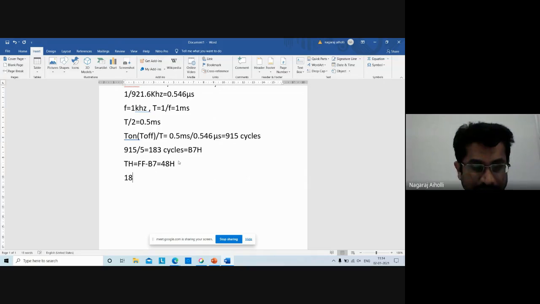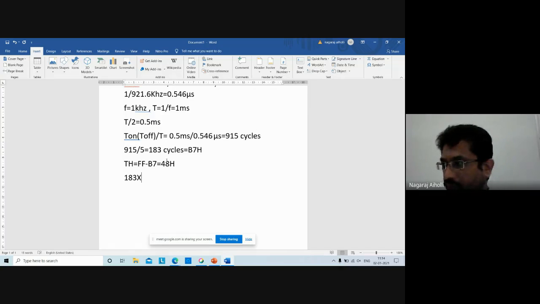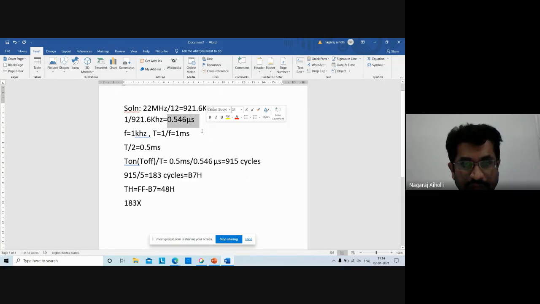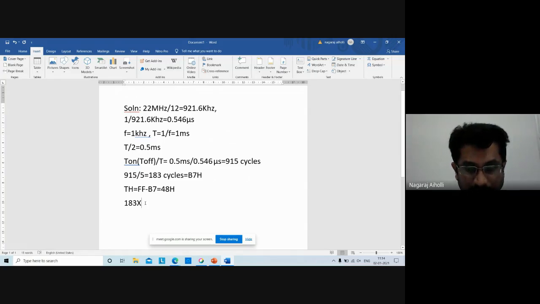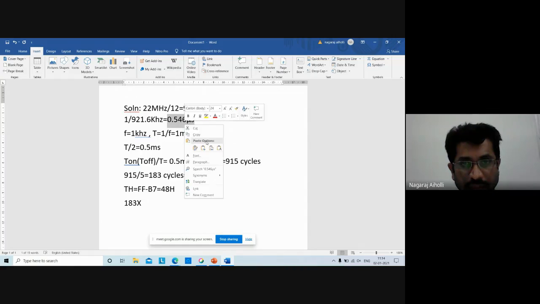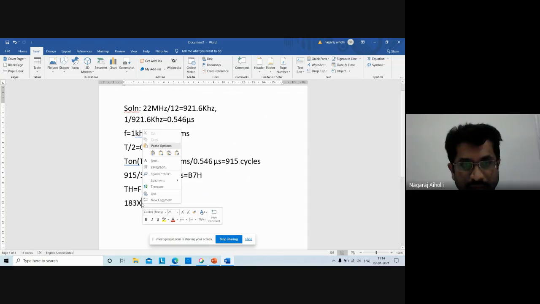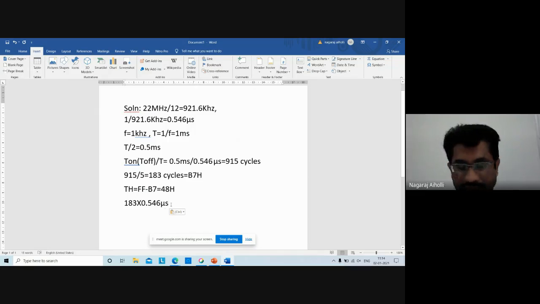So that is 183 counts. How many cycles are there? 183. For every count of the timer, the time taken is 0.546 microseconds. This repeats for 5 times. So now check how much it is, multiply and see.